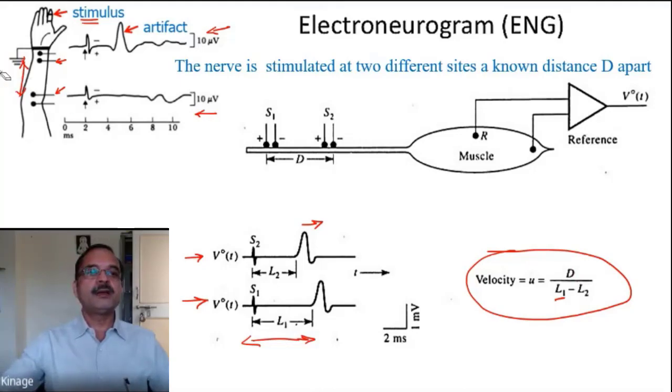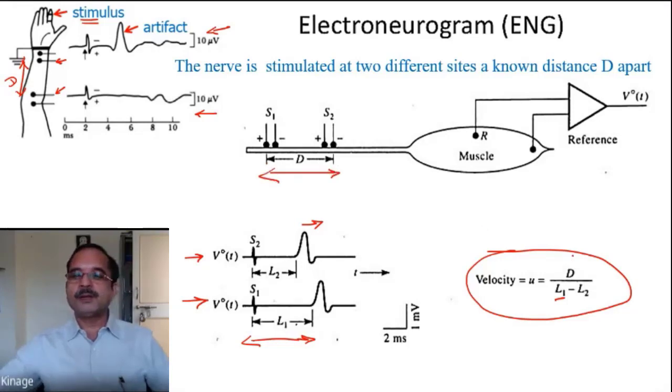So here, this is the d. d is the distance between these electrodes, as you can see here. So d upon L1 minus L2 gives us the velocity, and with the help of some electrical devices, it can be directly measured. So this is electroneurogram. Okay. The next one is electromyogram.